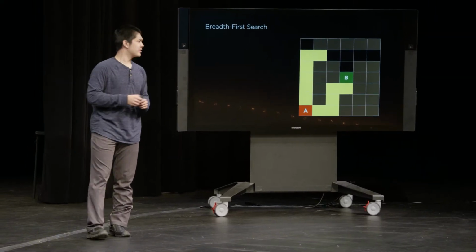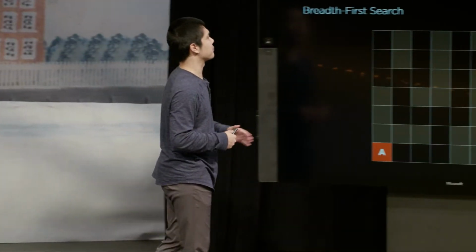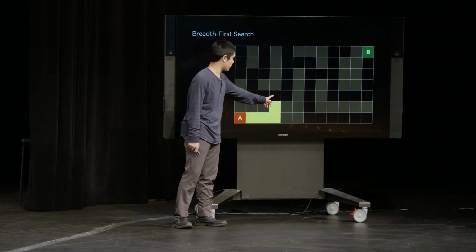As Joy pointed out, these algorithms have a tendency to explore a lot of paths unnecessarily. Let's go back to that original maze, for example, and consider what breadth first search would do if I presented it with this maze. Well, consider what might happen. We might go until we reach the first decision point right here.